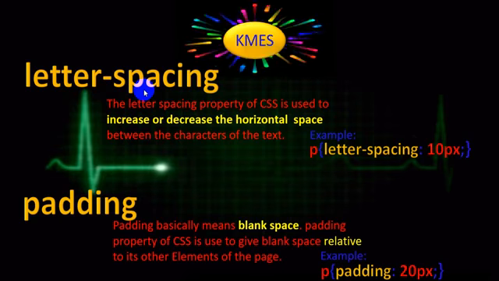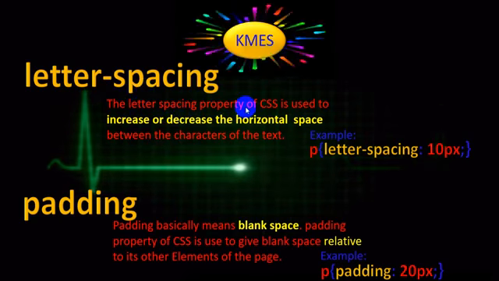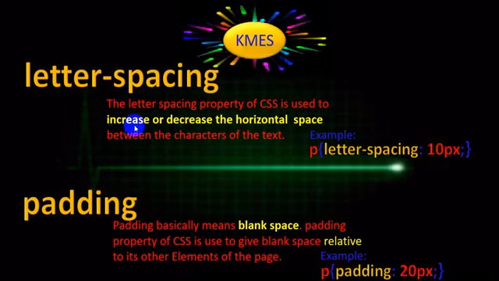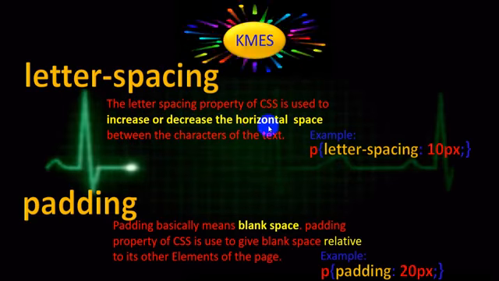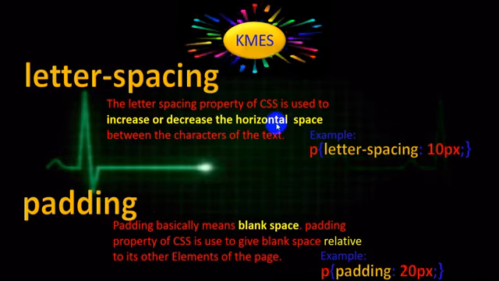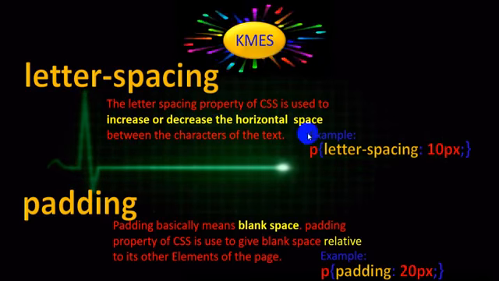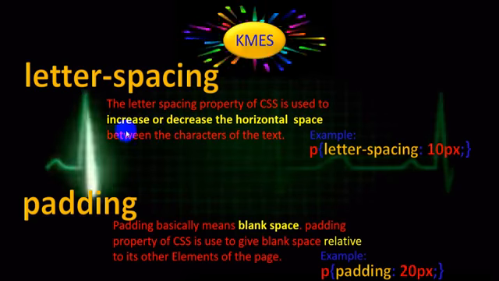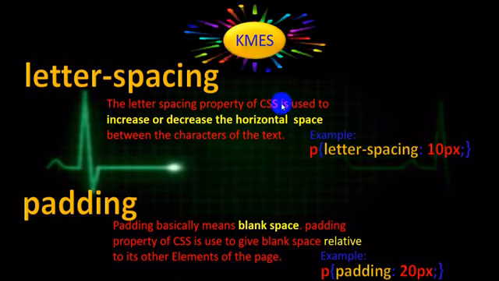So letter spacing, as I told you, the letter spacing property of CSS is used to, just see the highlighted words, increase or decrease the horizontal space. Why am I writing horizontal? Because on a page you can assign in two ways. Okay, means this is the horizontal line, these are the rows.